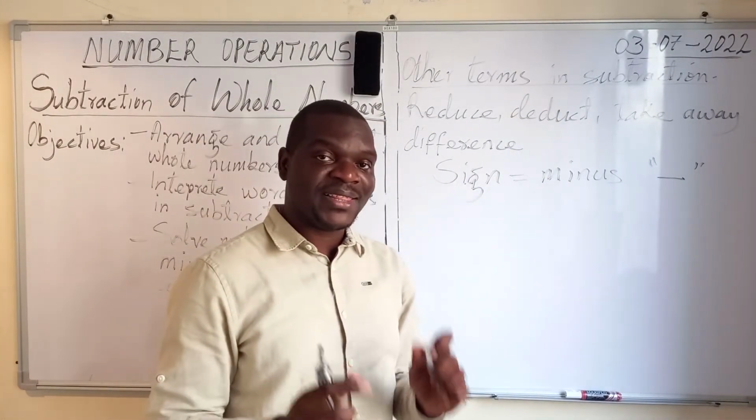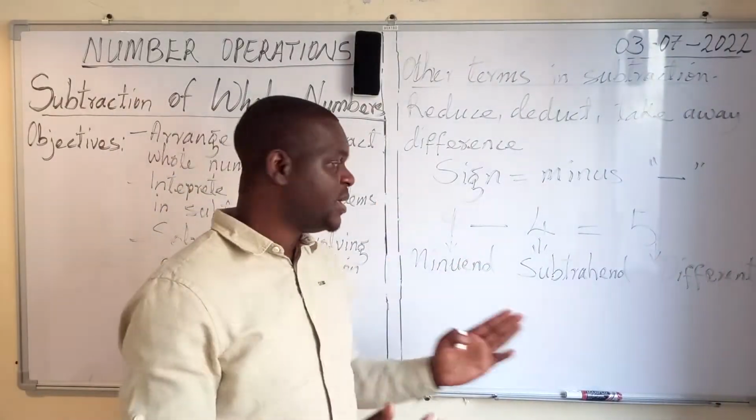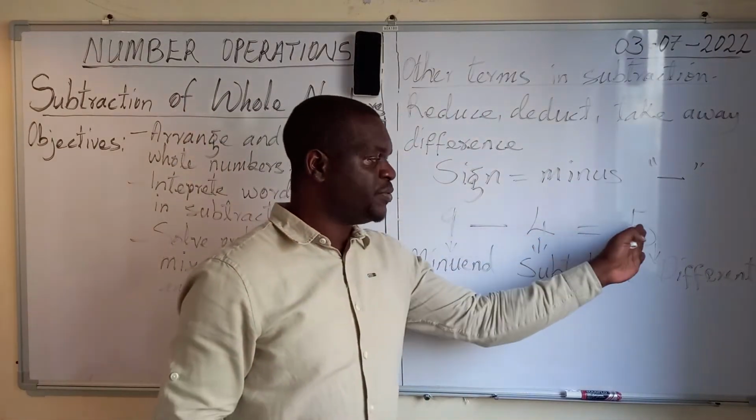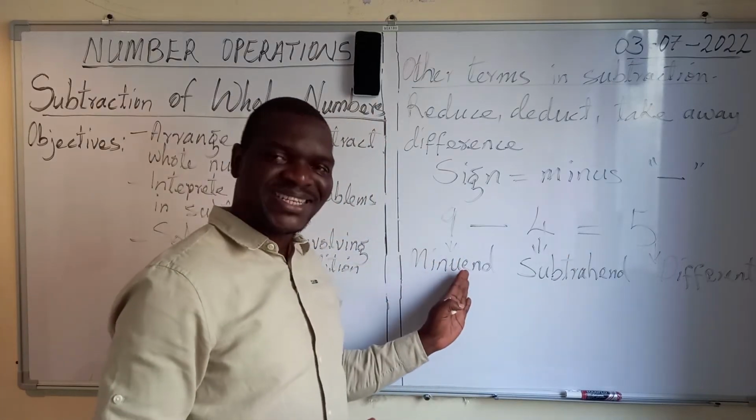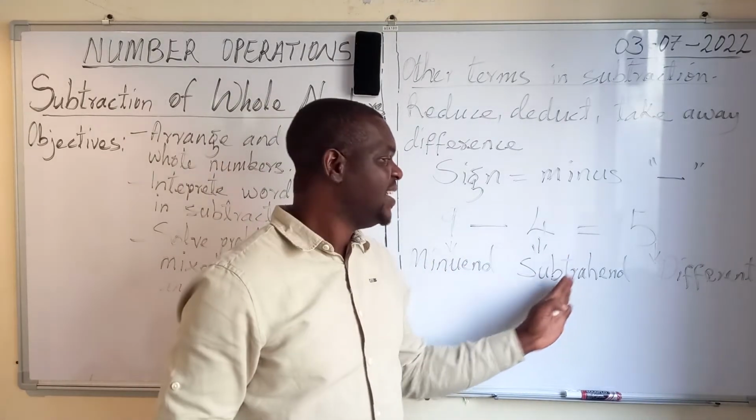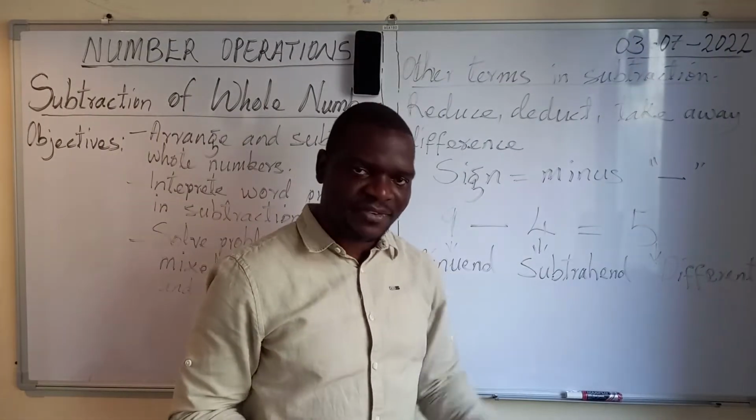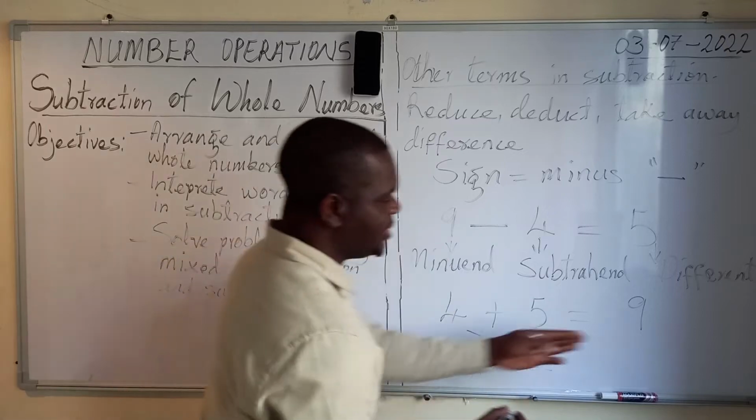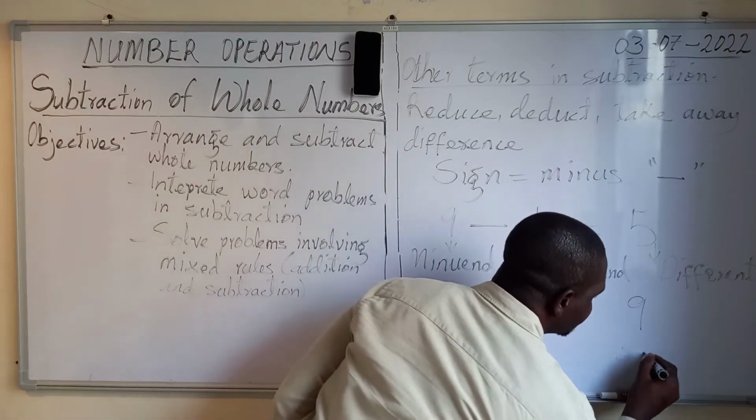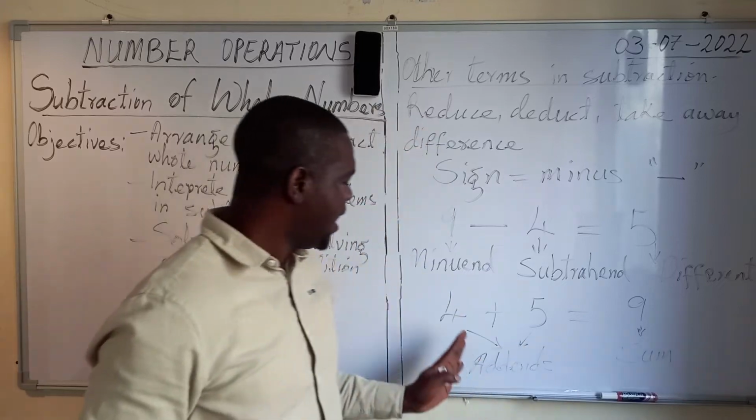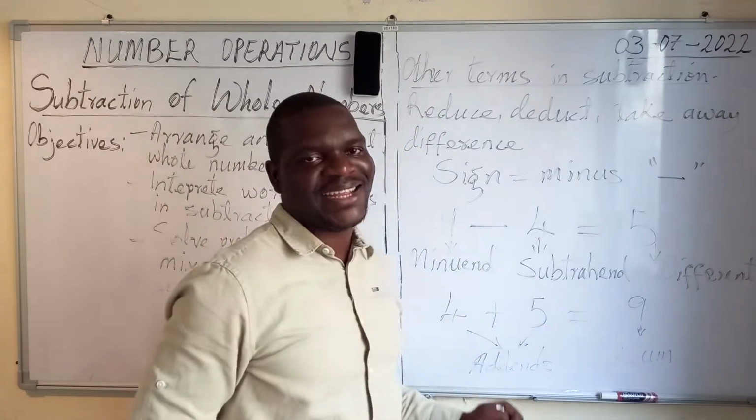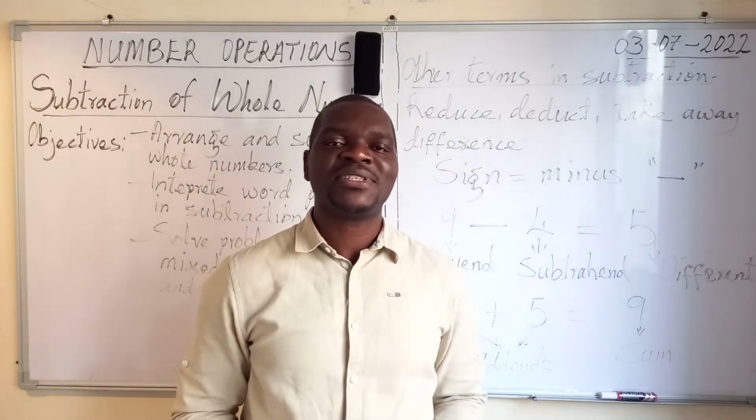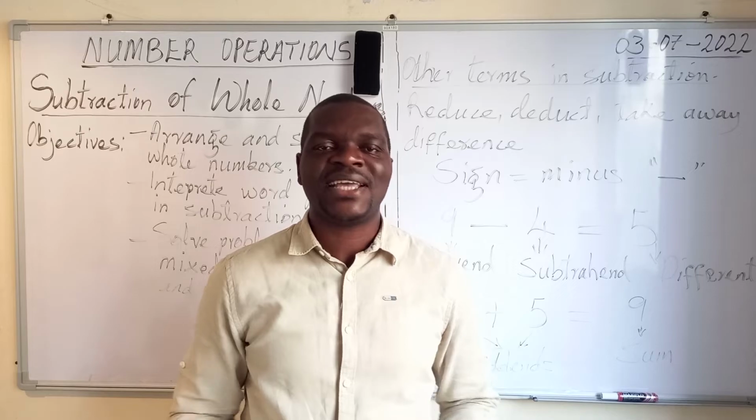This is the sign for subtraction. I would like us to look at this carefully. If you have a problem in subtraction, like 9 take away 4 equal to 5, 9 is called the minuend, 4 is called the subtrahend, and 5 is the difference. In addition, 4 and 5 together are called the addends, and 9, which is our answer, is the sum. Okay, with this in mind, let us look at some examples which will enable us to understand better.